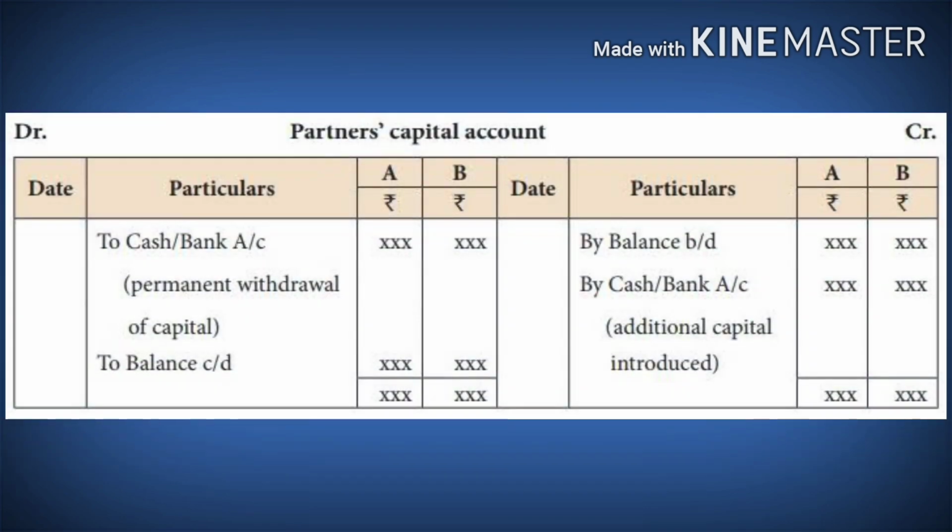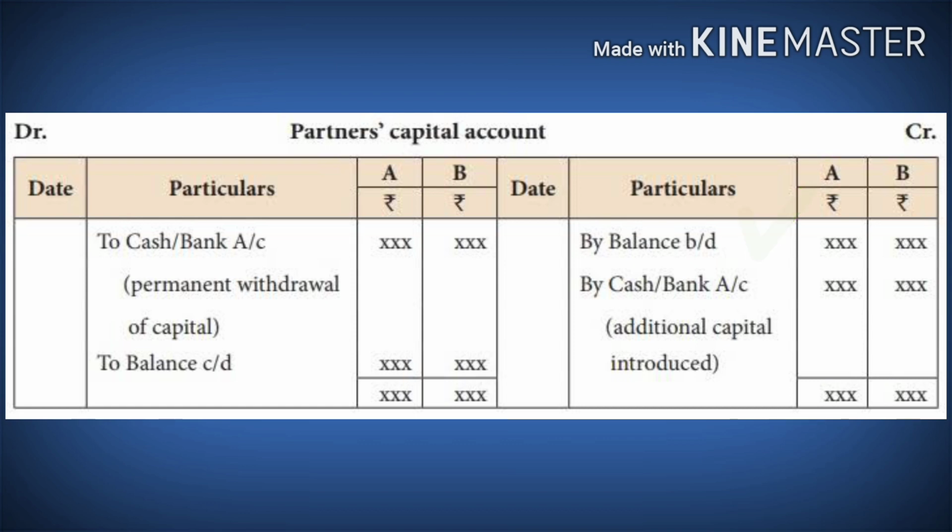This is the format of partners' capital account. If there is any opening balance of capital, that opening balance is shown in the credit side of partners' capital account by balance brought down. We know in regular circumstances, the capital of the partners shall remain the same always with the credit balance. So that will show in the credit side by balance brought down.